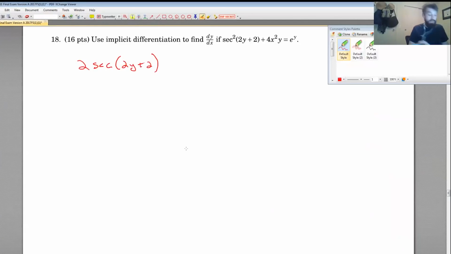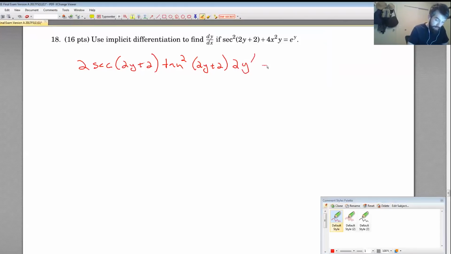Then the derivative of secant, which is tan squared of 2y plus 2, then times the derivative of the inside of this thing, which is, well, 2y goes to 2y prime. Gnarly. Moving right along. Plus, okay, 4x squared y, well, that's a product rule. There's a product of this x squared term and this y squared term.